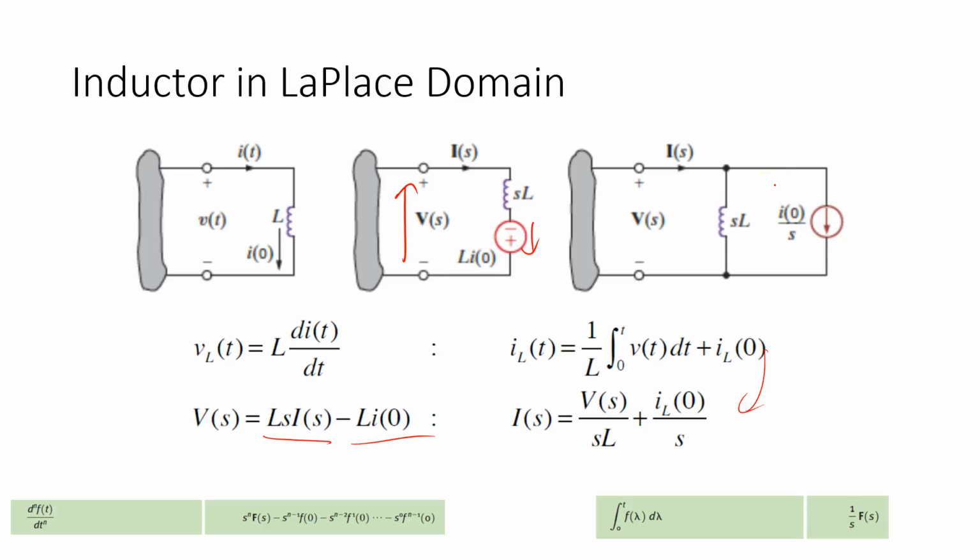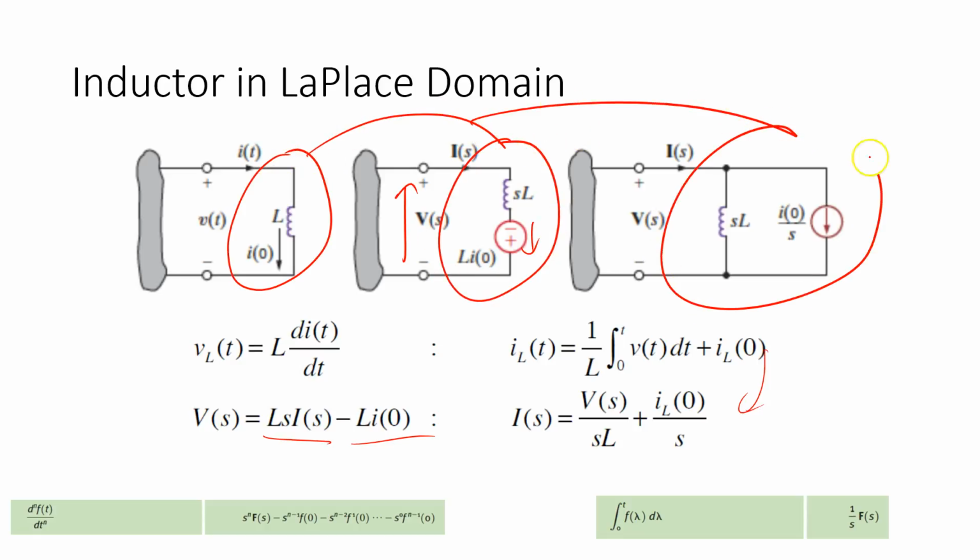So essentially what we're going to do when we map a circuit in the time domain to a circuit in the S domain is we're going to look at the inductor here and replace it with either this circuit or this circuit. And this will take care of both the value of the inductance and the initial condition.